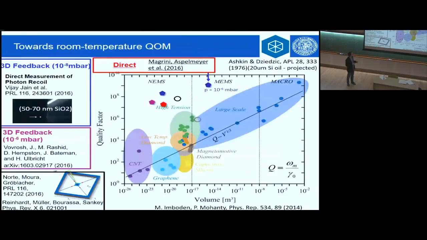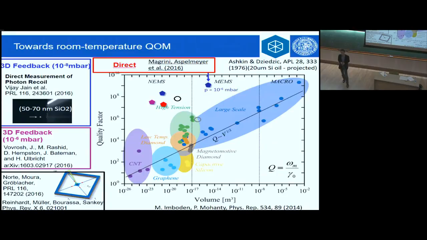I showed you that this mechanical Q is kind of a figure of merit, and this here is a comparison of many, many different kinds of mechanical oscillator. The mechanical Q, of course, tells me how well the system is isolated from its environment.